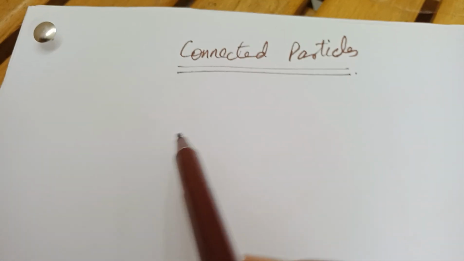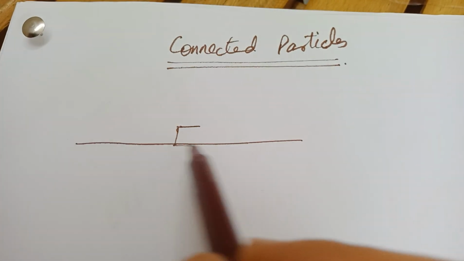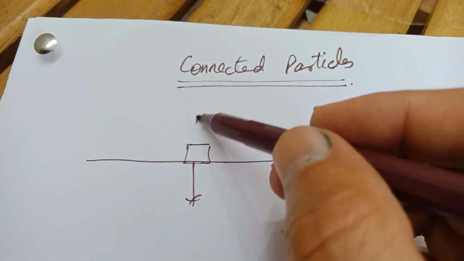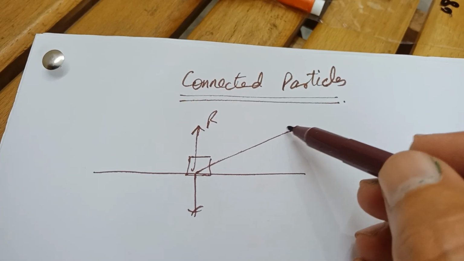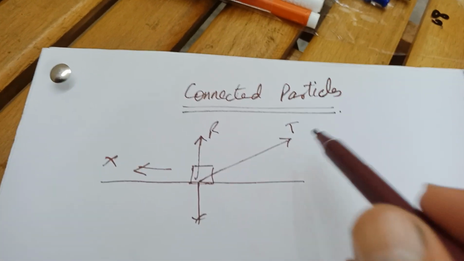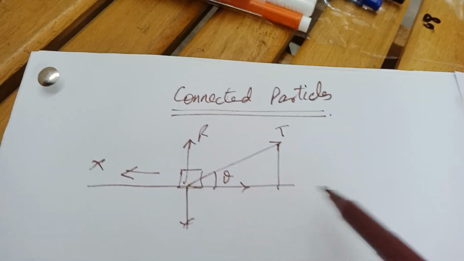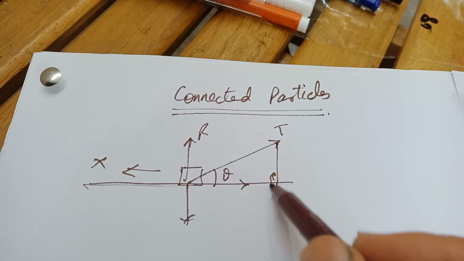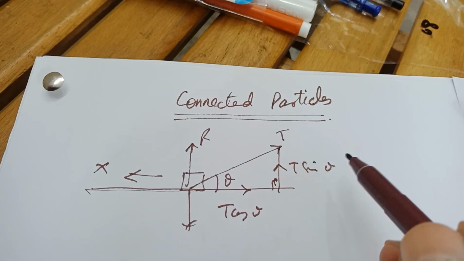Just to have a recap, for example, there is a particle, an object, and it has some weight. Then there is the reaction R over here, and if there is an applied force, let's say this is T, and then there is a frictional force. You were resolving this T parallel to this direction and perpendicular to this direction. So this was your T cos theta and this was your T sin theta.